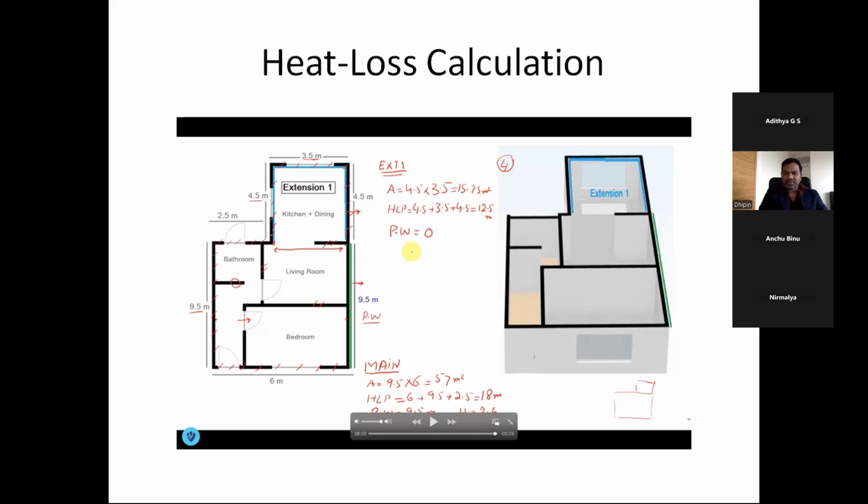If there is a party wall, which is marked as PW, a party wall protects against heat loss. So the calculated value here is 2.5 plus 9.5 and 6, which equals 18 meter here. So we all need to work out how heat can be lost in a property or how that can be saved. We all need to consider this factor. Yeah, please move on to the next slide.